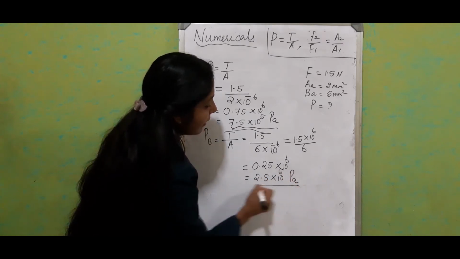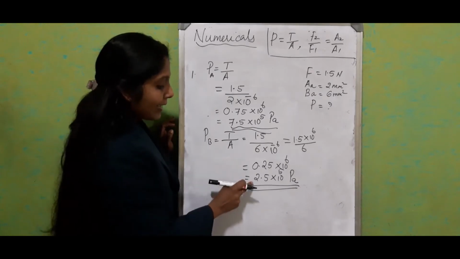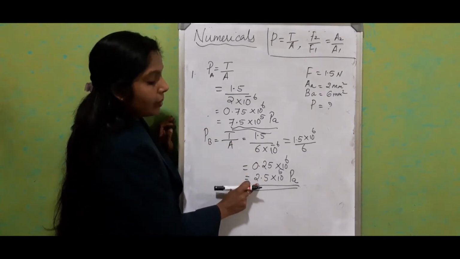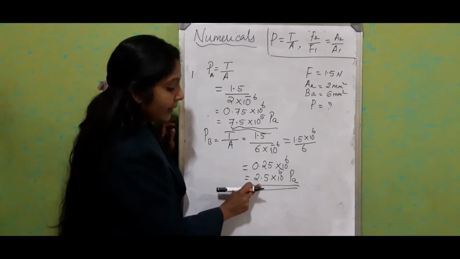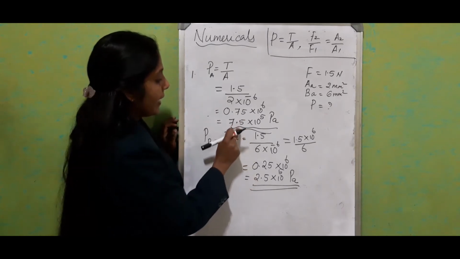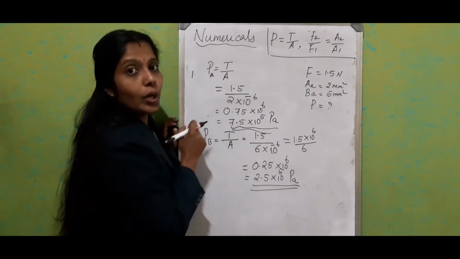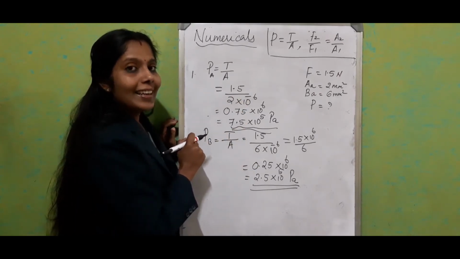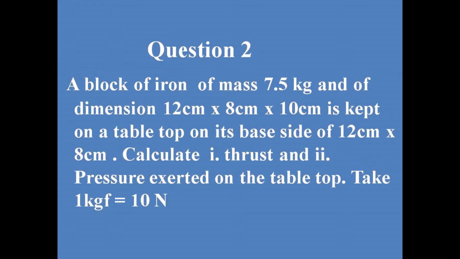5 Pascal. See, as the area increased, here the area is 6, the pressure exerted will be 2.5. Here only 2 was the area and the effect of pressure was higher. Let's see the second question.